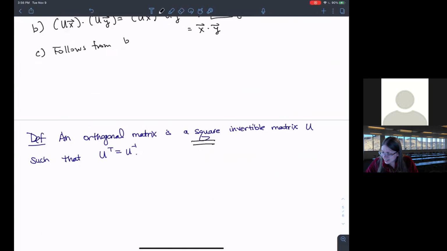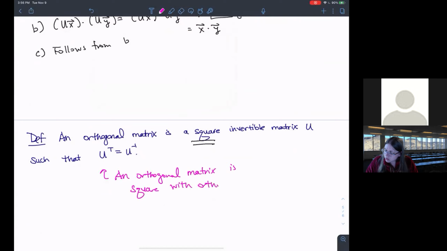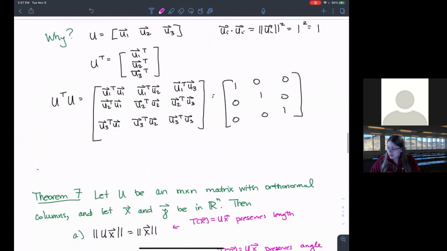So note, an orthogonal matrix is square with orthonormal columns. I wish we called it an orthonormal matrix. I guess it's more syllables, maybe. I don't know why it's called an orthogonal matrix, but it's got the property that U transpose equals U inverse. And so its columns have to be orthonormal according to theorem 6.